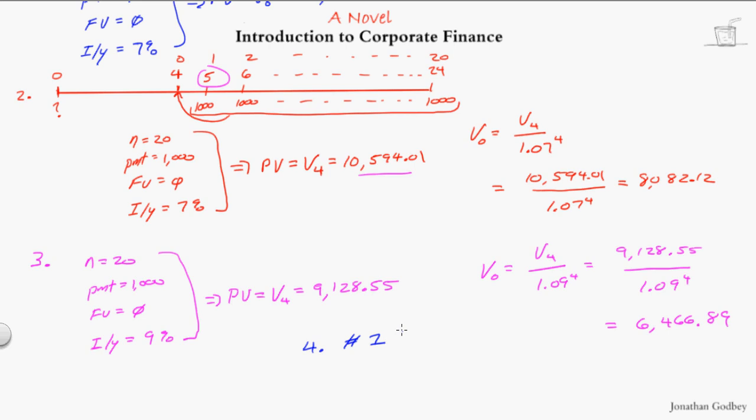So question number 4 says, which machine is the most valuable? It's machine number 1, because the cash flows come sooner and the interest rate is lower. Okay, so let's look at question number 5.